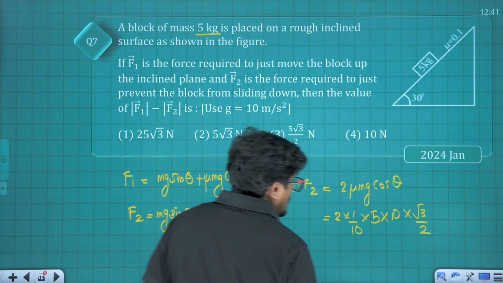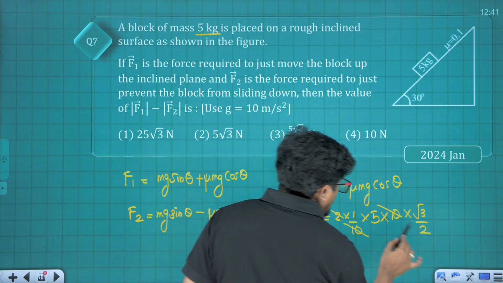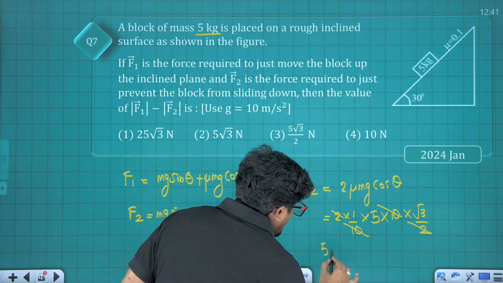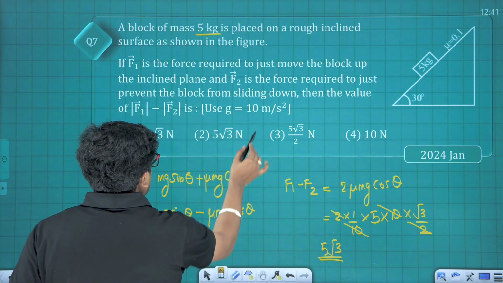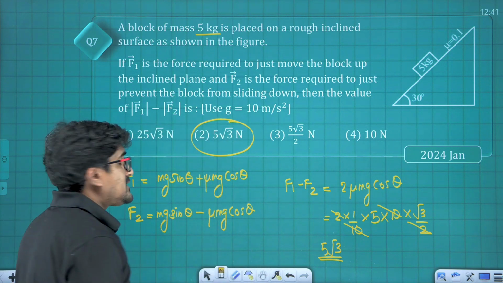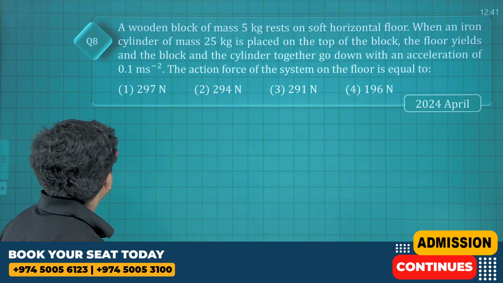Root of 3 by 2. So 10 and 10 will cancel, isn't it? 2 and 2 will cancel. We are left with 5 root 3, which means option 2 must be the correct answer in this case. Alright. Now let's move to the next, that is question number 8.